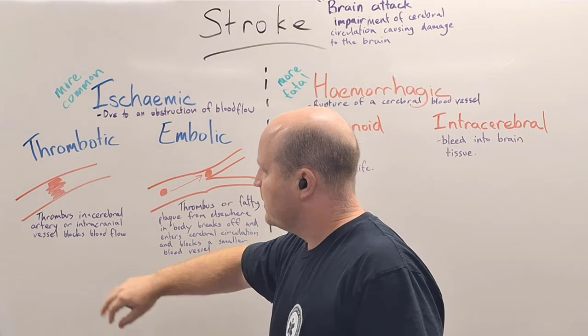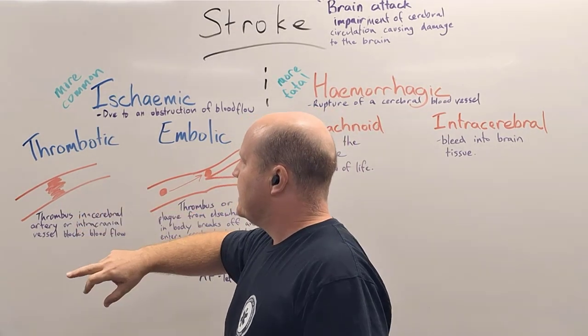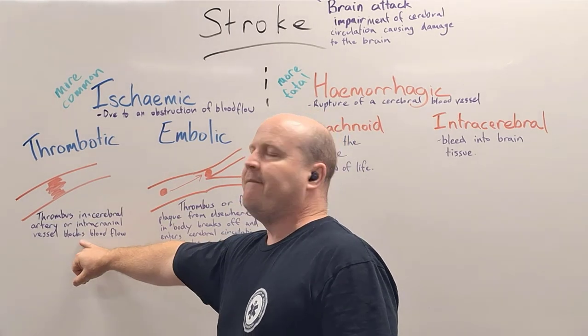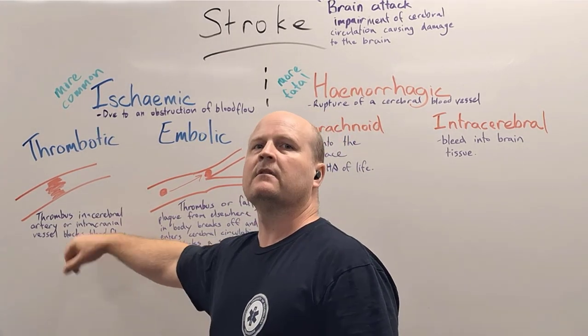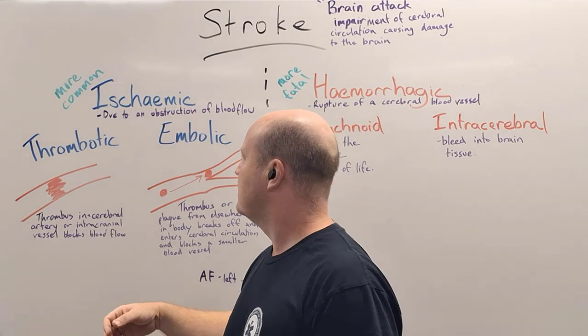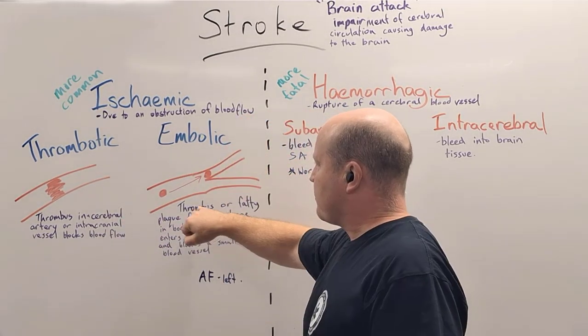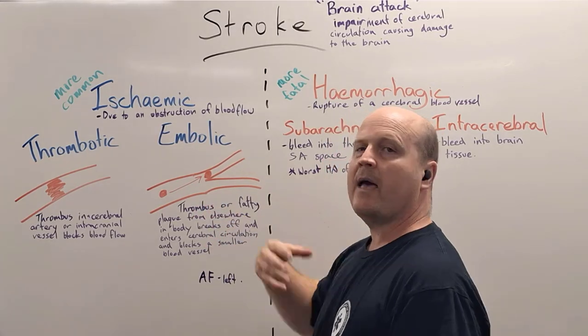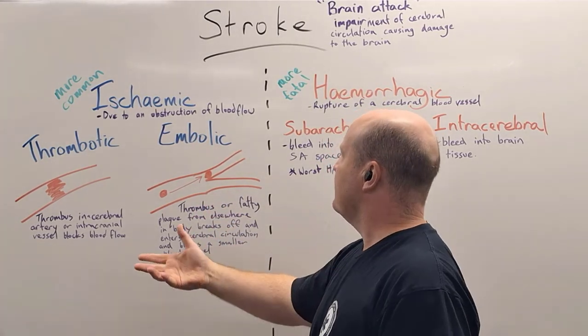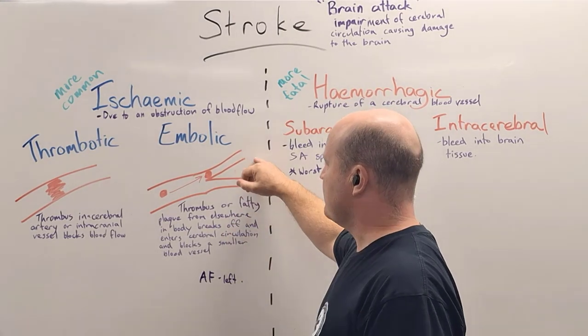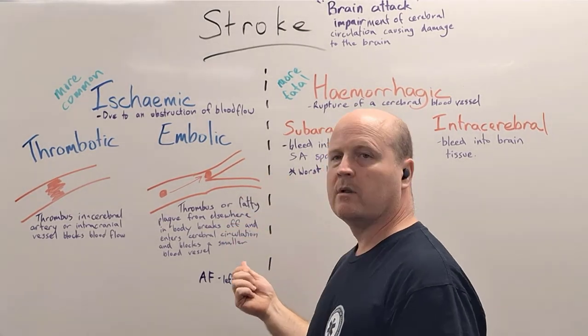Thrombotic, which is where we get a thrombus or a blood clot in a cerebral artery or an intracranial vessel, and this blocks the blood flow, leading to infarction of tissue. So that's our thrombotic. And then embolic, where we get a thrombus or a fatty plaque from elsewhere in the body, and it breaks off and floats through the circulation, then enters our cerebral circulation and blocks a smaller blood vessel.